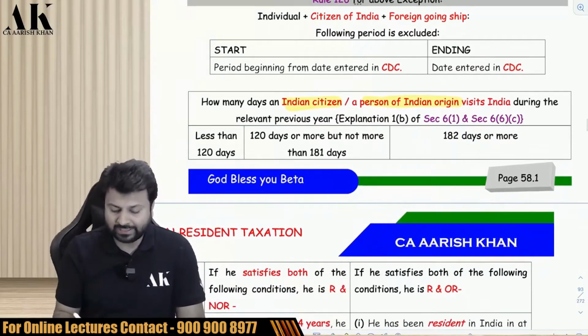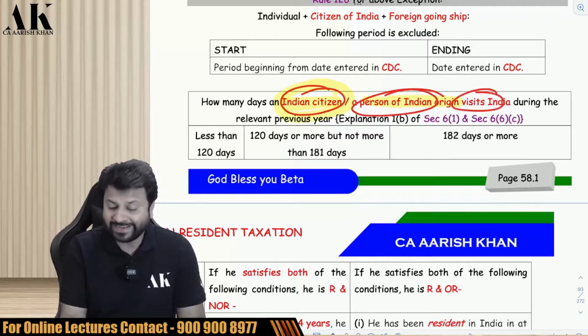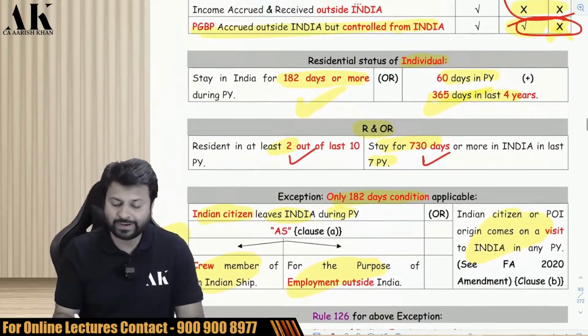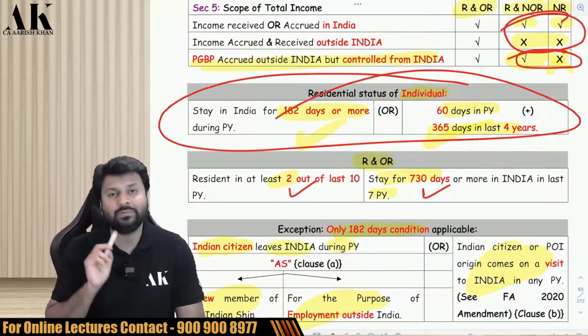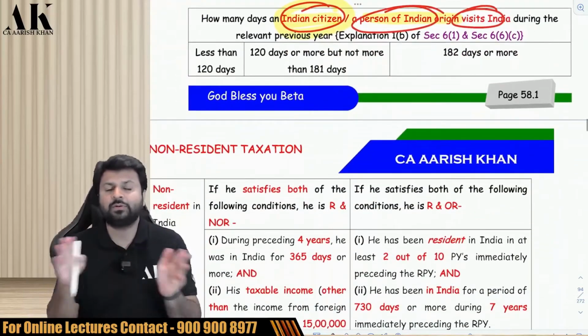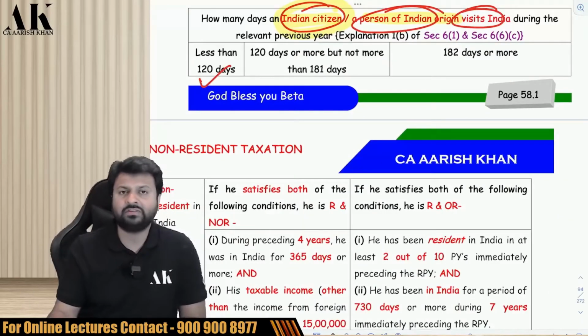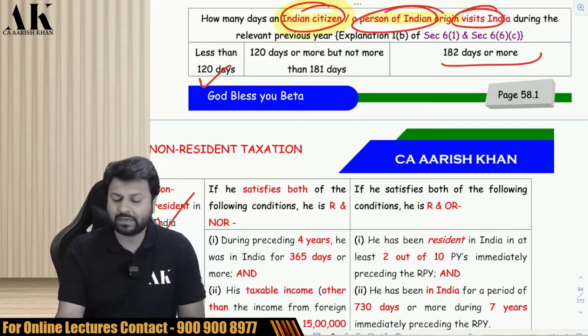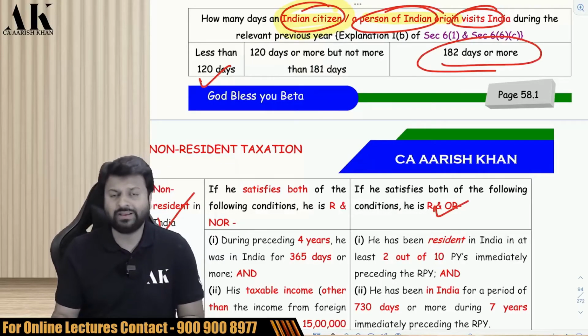So, if there is an Indian citizen or a person of Indian origin who is visiting India, not permanently settling in India. If he is permanently settling in India, then these two conditions will be applicable for him. But if he is coming for a visit to India, then there are three possibilities. If he is coming for less than 120 days, that is 119, 118, 117, then he is always non-resident. If he is coming for 182, then he is always resident.